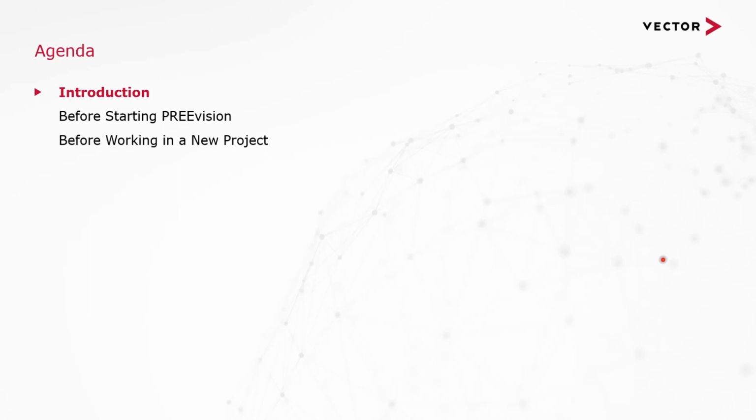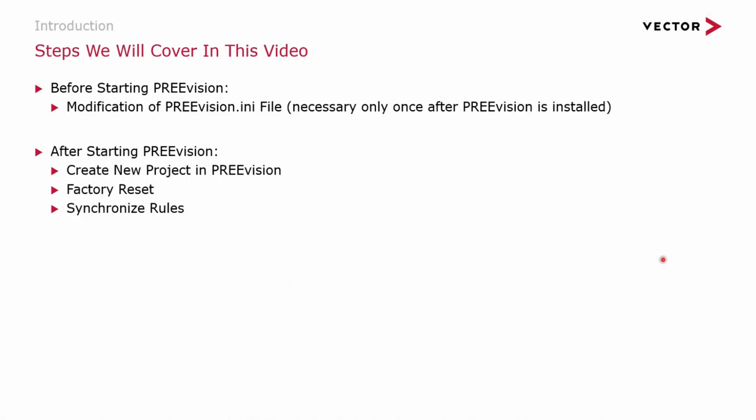In this installment, we will go through some steps that should be taken before starting PREEvision for the first time, and also anytime you start a new project. So the steps that we're going to cover in this video: before starting PREEvision, modification of the PREEvision INI file. And this is only something that has to happen once PREEvision is installed. But then after starting PREEvision, we'll create a new project, and then every new project that you create, there are two steps that have to be taken before any productive use: a factory reset and synchronization of rules.